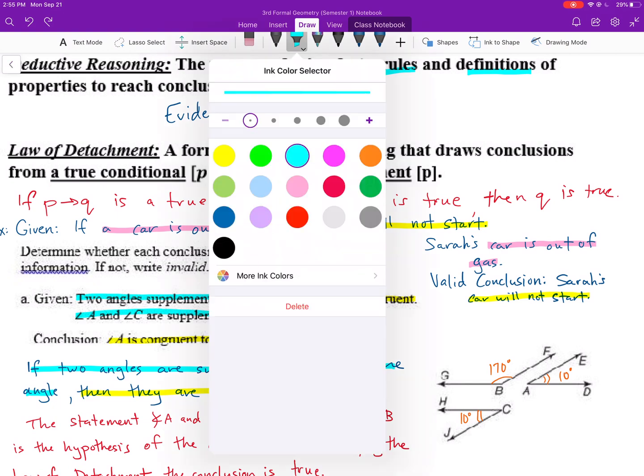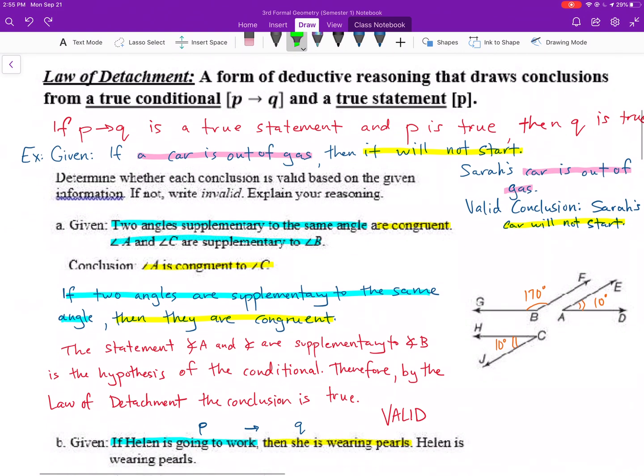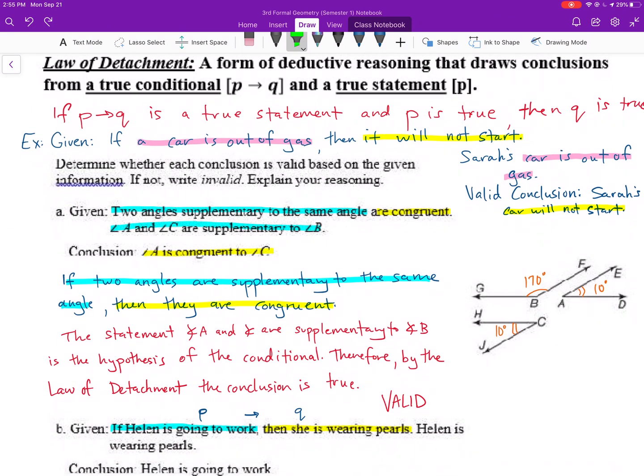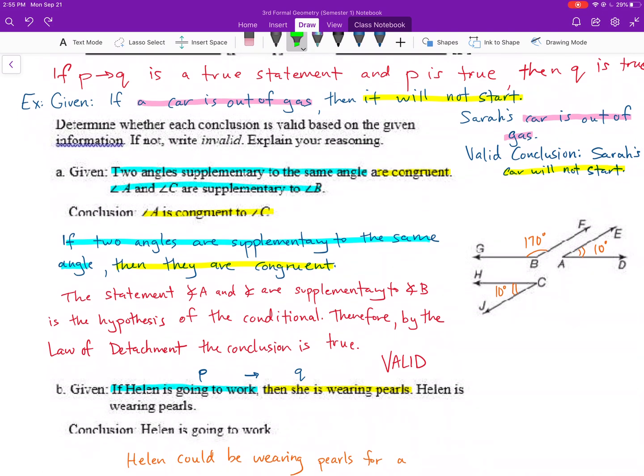I'm going to pick a different color highlighter to go through this with you. Okay, so one of our next examples: determine whether each conclusion is valid based on the given information. If not, write invalid and explain your reasoning. So, two angles supplementary to the same angle. This is my P, and then it tells me that they are congruent. That's my Q. If two angles are supplementary to the same angle, then they are congruent.